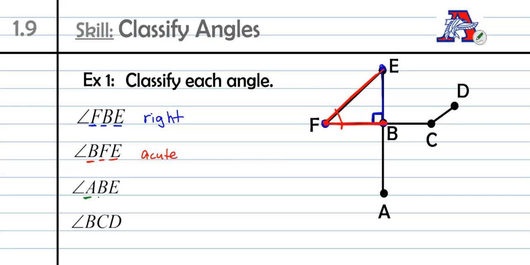Next one, angle ABE. So I'm going to start at A, and then I'm going to go to B, and then I'm going to go to E. And look what we just did. We just made a straight line. So it's going to be a straight angle.